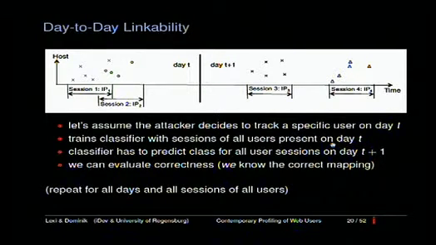The scenario is basically like this. The attacker wants to track some specific user on day T. He trains a classifier with all users that are present on that day. On day T+1, the following day, he is confronted with different IP addresses and different sessions, and now he asks the classifier to predict what the mapping between sessions on day T and sessions on day T+1 is.